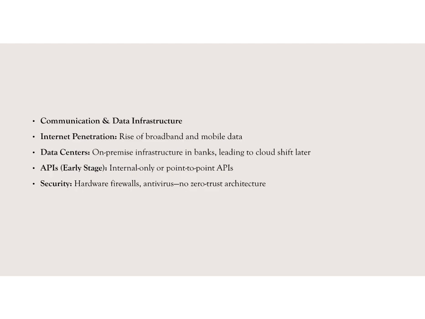At this stage, communication and data infrastructure were key focus areas, with the rise of broadband and mobile data significantly increasing internet penetration. Banks primarily relied on on-premise data centers to manage their infrastructure, which eventually paved the way for a shift towards cloud solutions later on. APIs were still in their early stages, often restricted to internal use or simple point-to-point connections rather than the more open and scalable designs we see today.